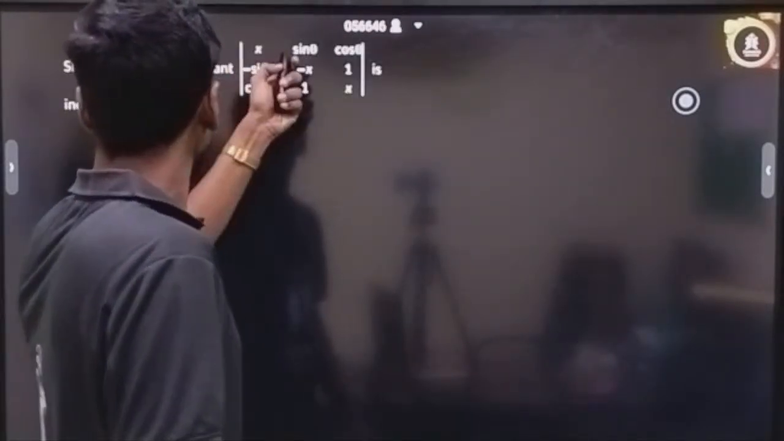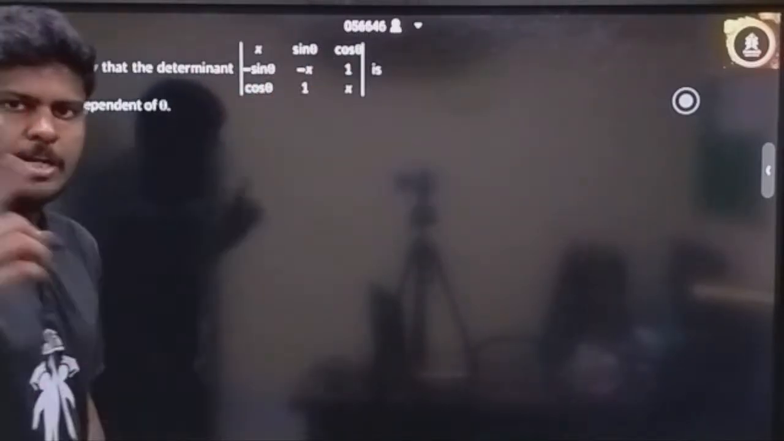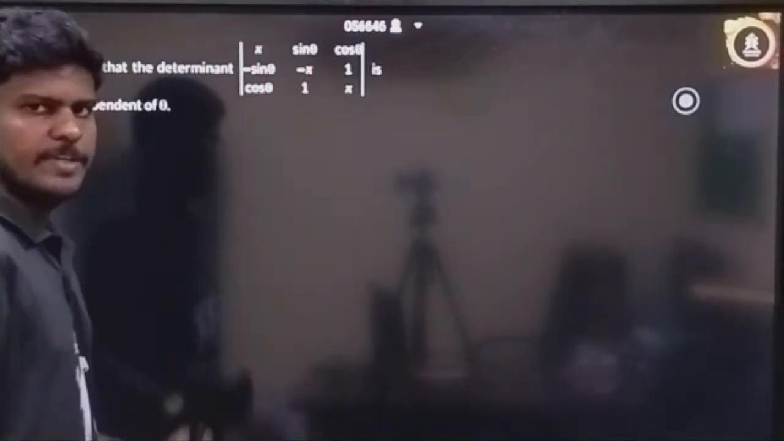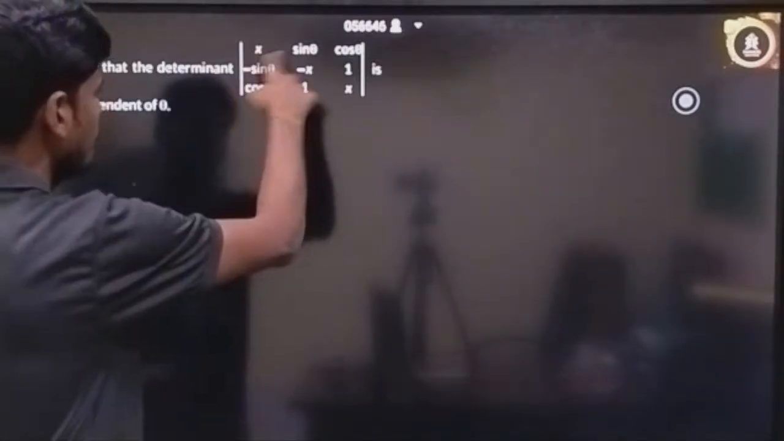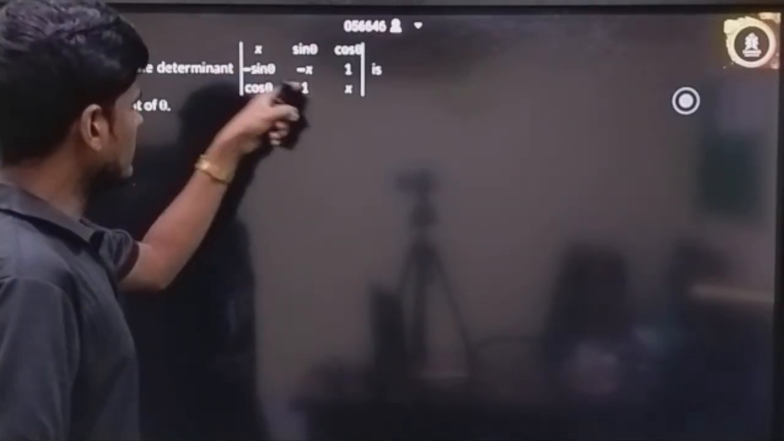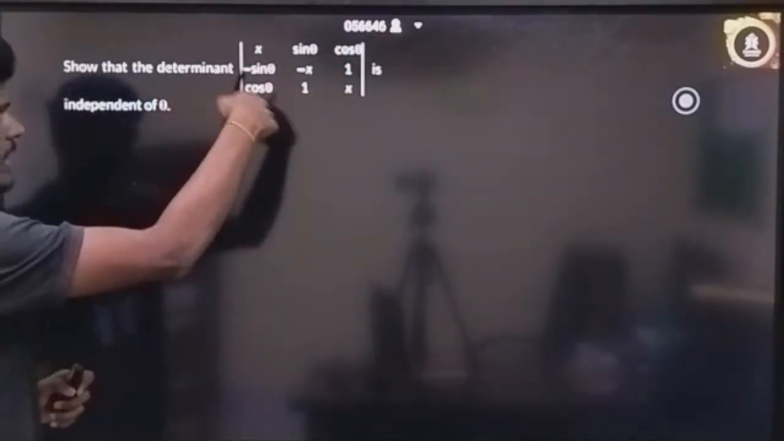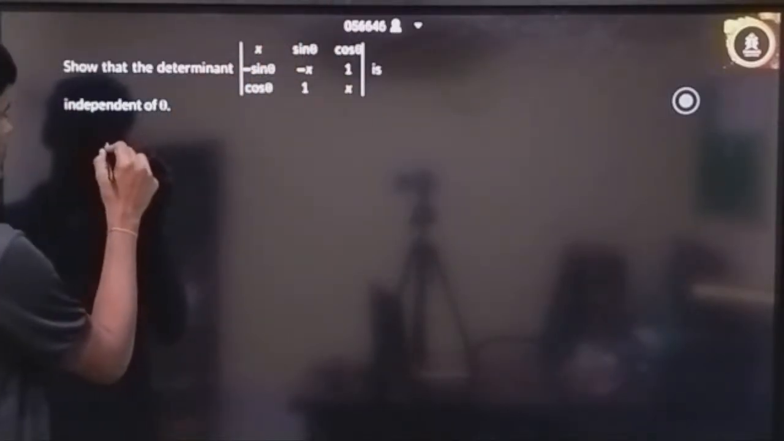Next question. Show that the determinant is independent of theta. Again what do we need to do? Same as the previous question. Now again we have to expand this determinant and show that it is independent of theta. When will this determinant be independent of theta? When there is no theta term after expansion. Now we will expand this determinant again.